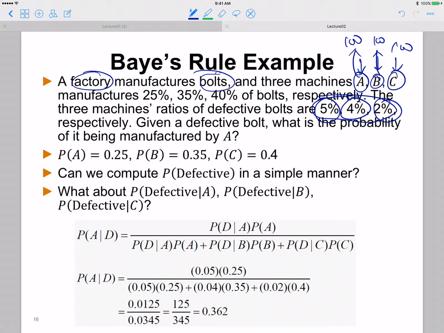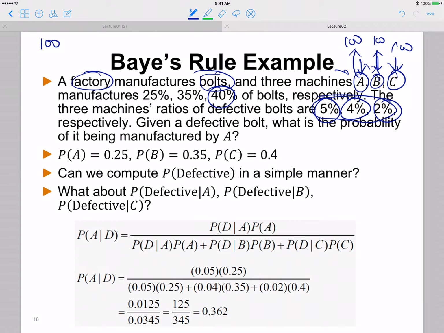And then in this factory, each machine has a portion of the total manufactured bolts. So suppose we have 100 bolts in total. This factory manufactures 100 bolts on a daily basis. And then every day, machine A produces 25% of them, machine B produces 35% of them, and the third one produces 40% of them.